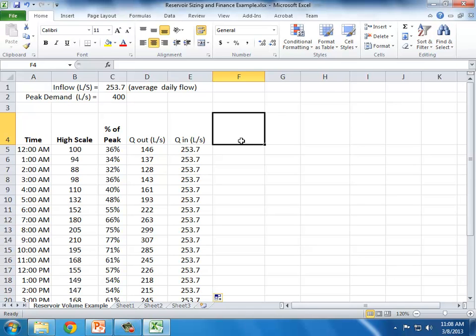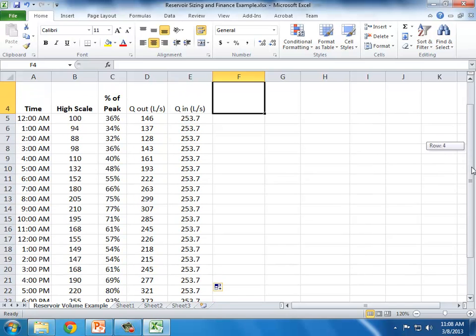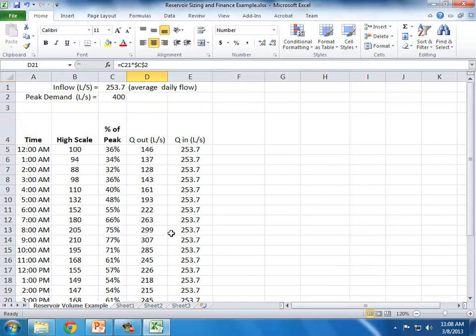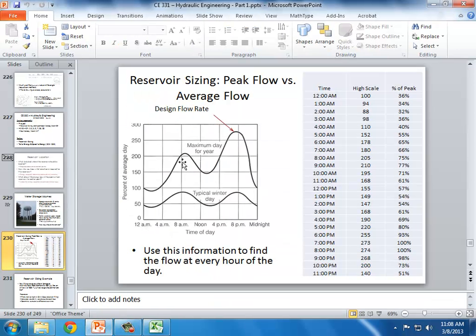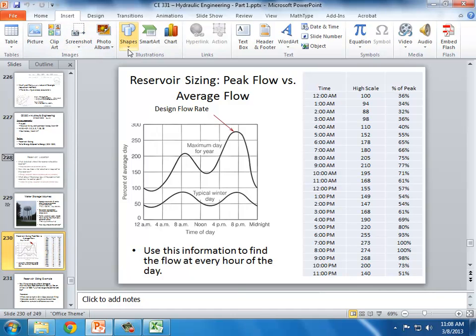The next thing I want to do is try and find when the reservoir starts to fill in the evening. So let's compare the out versus the in. The out is much bigger than the in during the evening. And if we look at the chart and try to figure out why that is, remember that the flow rate into the reservoir is just our average value. If I was going to draw a line on where that average value is, the average flow rate for the day is something like this, approximately.